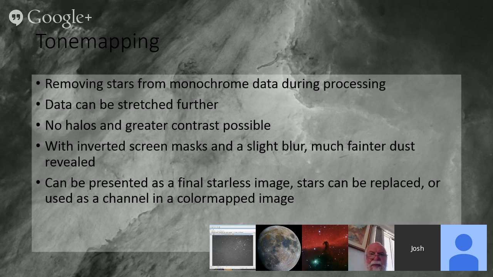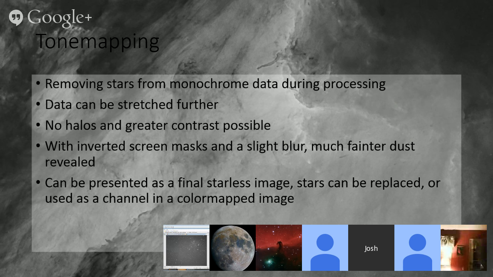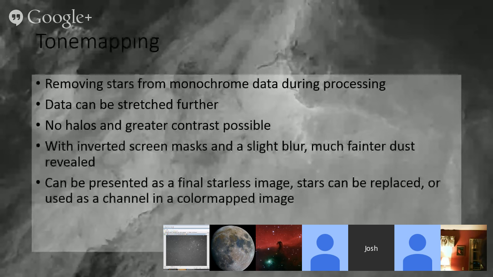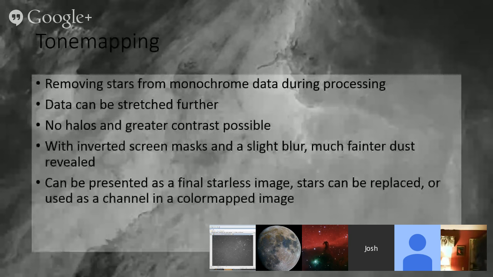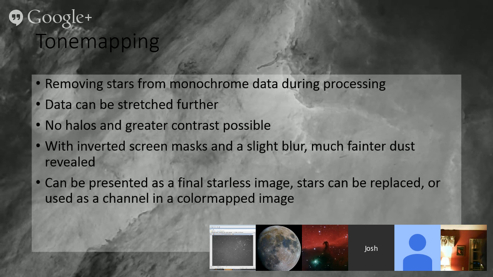What it usually lets you do is stretch the data a lot further. You don't have to worry as much about big star halos. It gives you a lot greater contrast and kind of a different view of the region. Once you actually get rid of the stars, you can start using inverted screen masks. You can use screen layers, and you can use slight blurs on it, and you can really stretch pretty far to get a lot of the fainter dust revealed that you normally wouldn't be able to do if you're too worried about the stars.